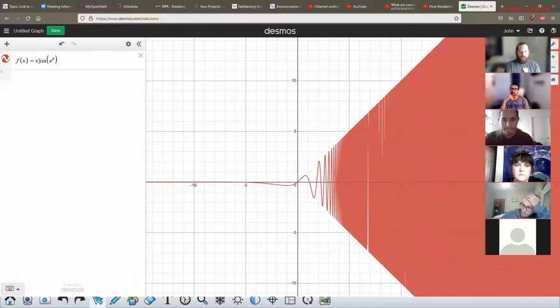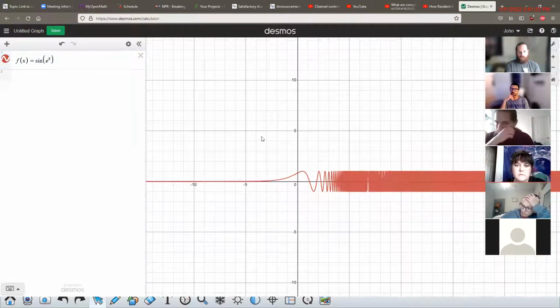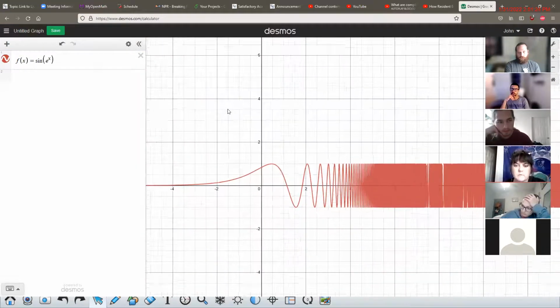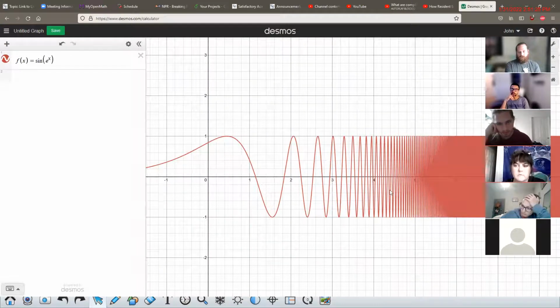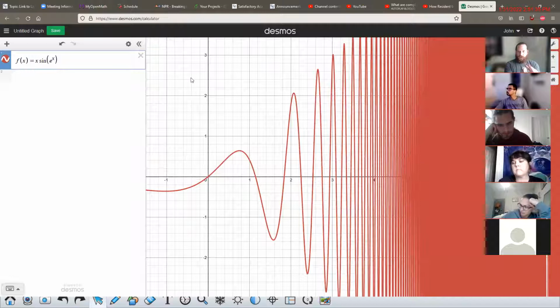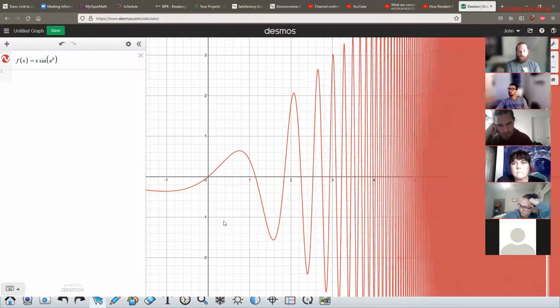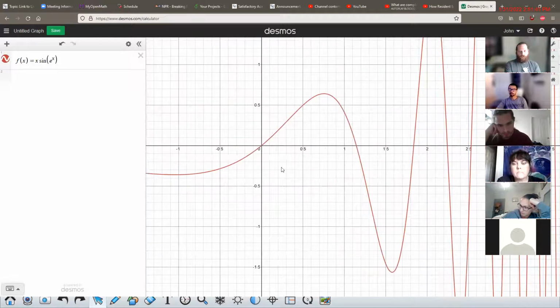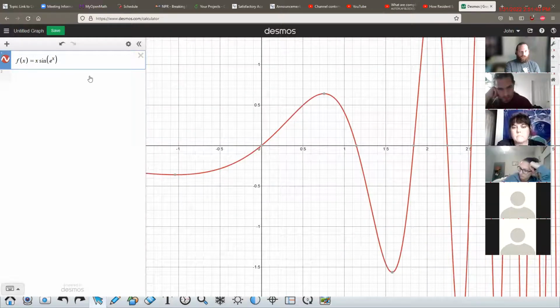The sine of e to the x on its own is a sine wave that oscillates faster and faster as you go further and further to the right, because the inside of the sine function is getting bigger and bigger. And then when you multiply by x, the amplitude grows as x gets bigger and bigger. But we're not looking at any of that craziness. We're looking right over here at x equals 0.